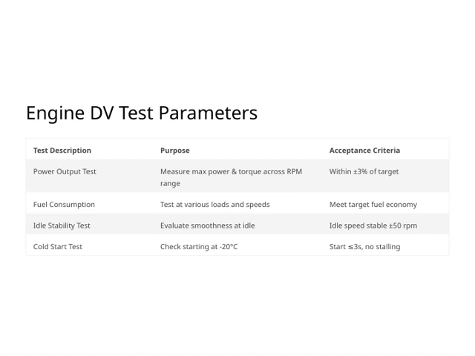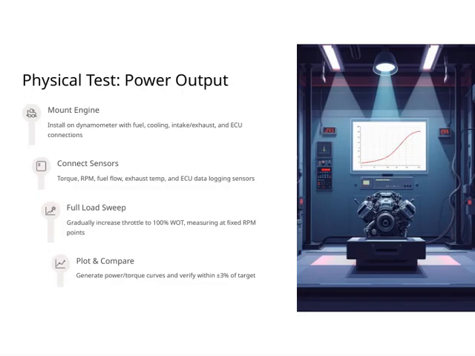Altogether, these parameters form a comprehensive framework to validate engine performance, efficiency, and reliability, key themes that run throughout our testing process. Now, let's walk through the physical test for power output. First, we mount the engine securely on the dynamometer, making sure it's properly connected with fuel, cooling, intake, exhaust systems, and the ECU. This setup ensures we can accurately measure the engine's performance under controlled conditions.